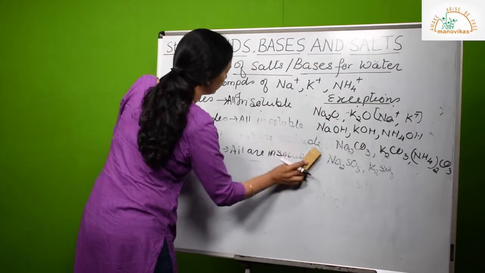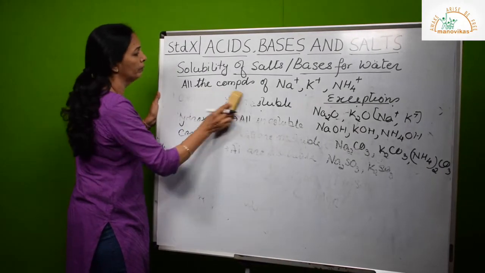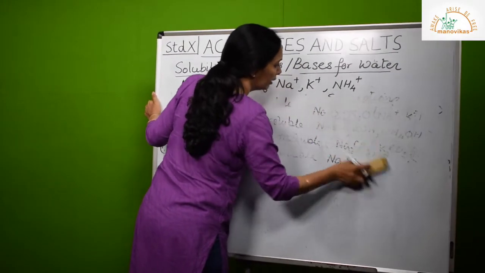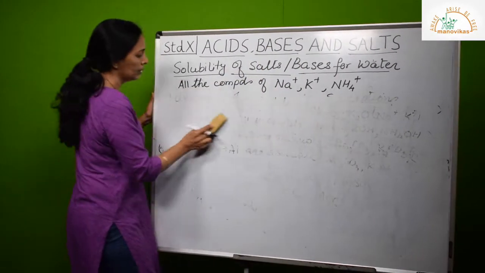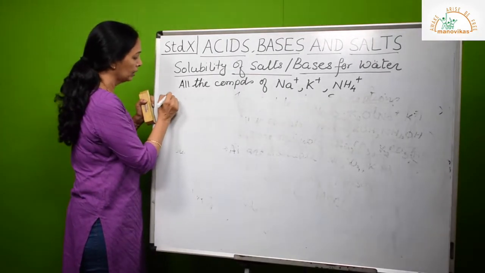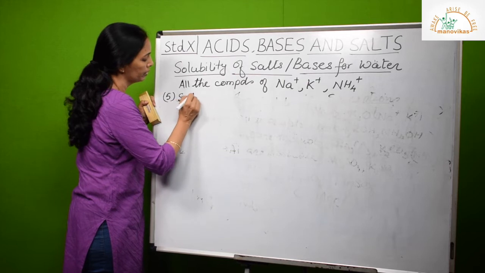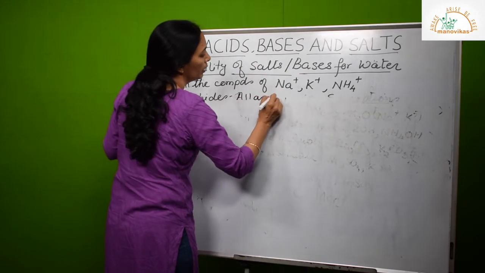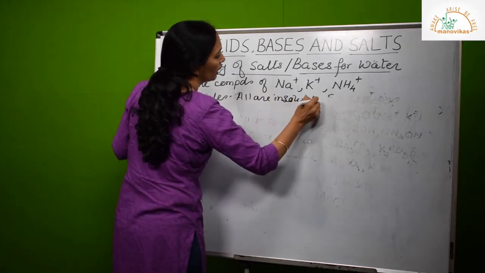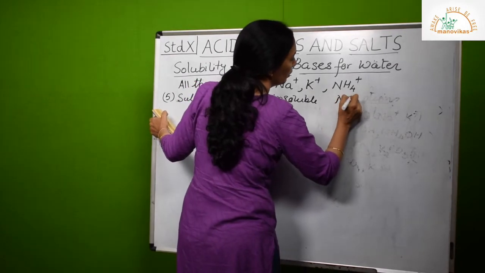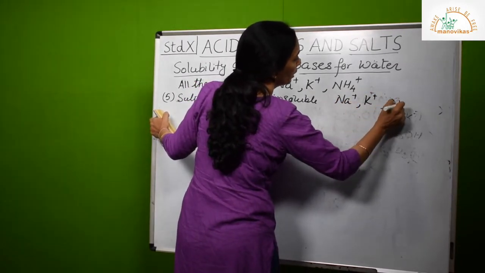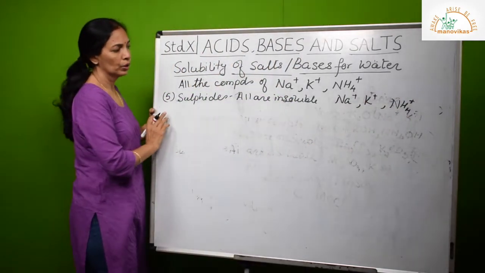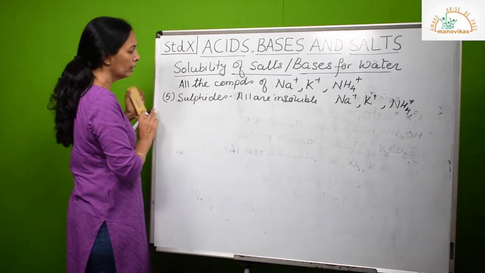After this you have the fifth one, sulfides. What is sulfide? S2 minus ion. So the fifth one is sulfides, metal sulfides. All are insoluble. Now what are the exceptions? Again sodium, potassium and ammonium. These are exceptions, remaining all are insoluble. So they are soluble, these are insoluble.